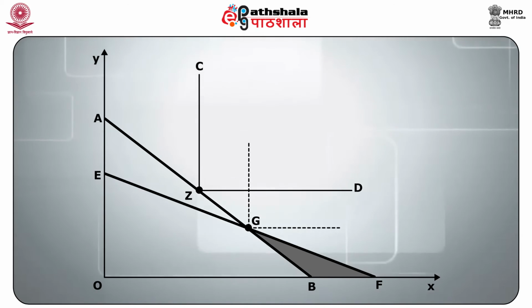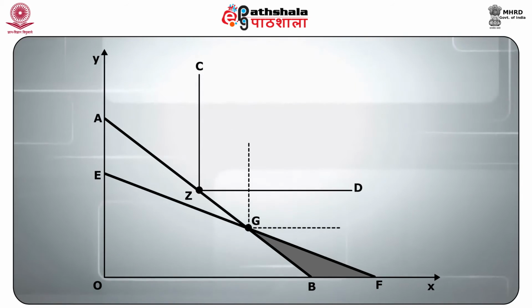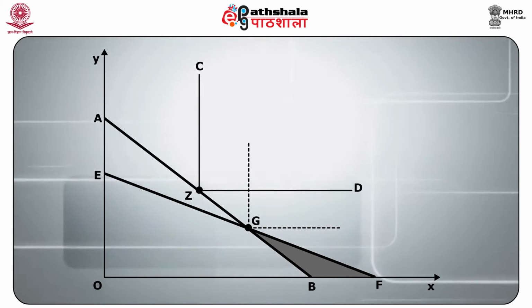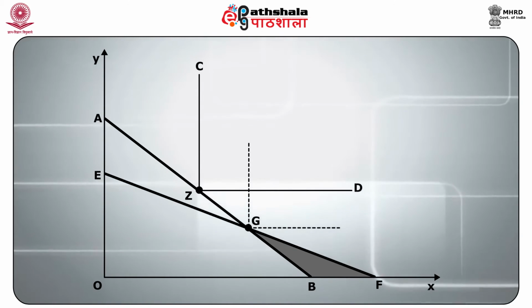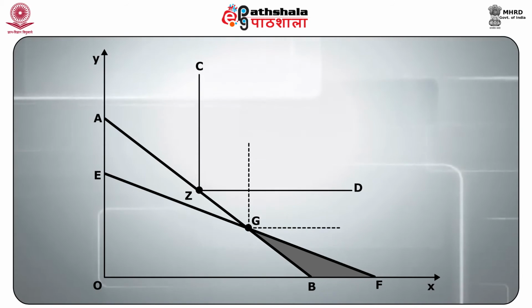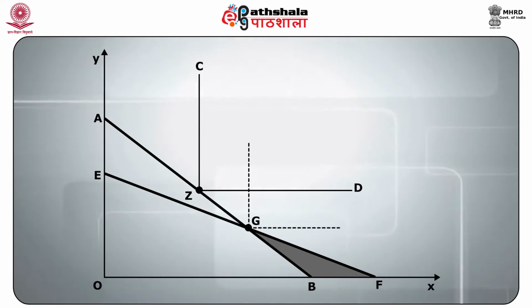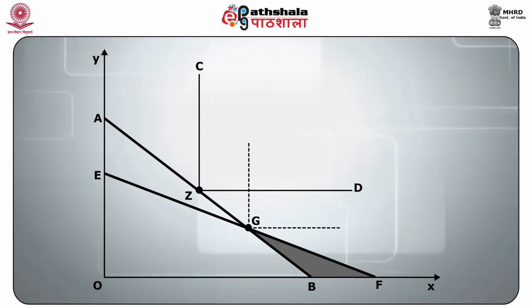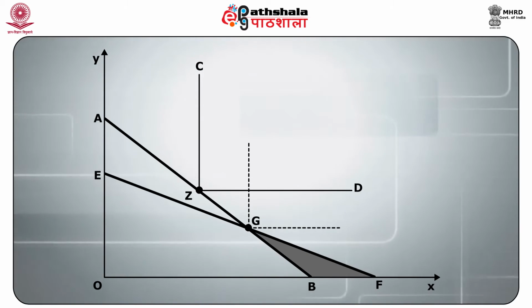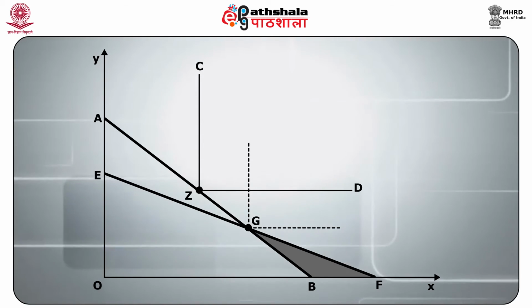If we drop a perpendicular through Z, CZ and ZD, all the points on these lines and in the areas defined by them to the right of Z are preferred to Z because they contain more of at least one of the commodities. The points of goods in the remaining areas, that is below the CZD area and above the budget line, are still not ordered.